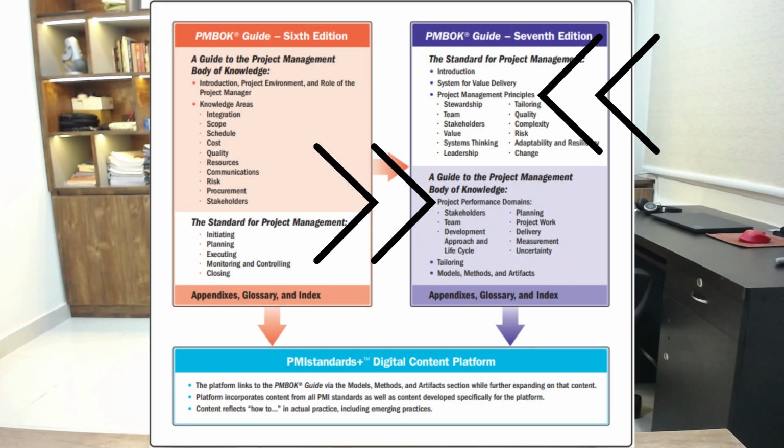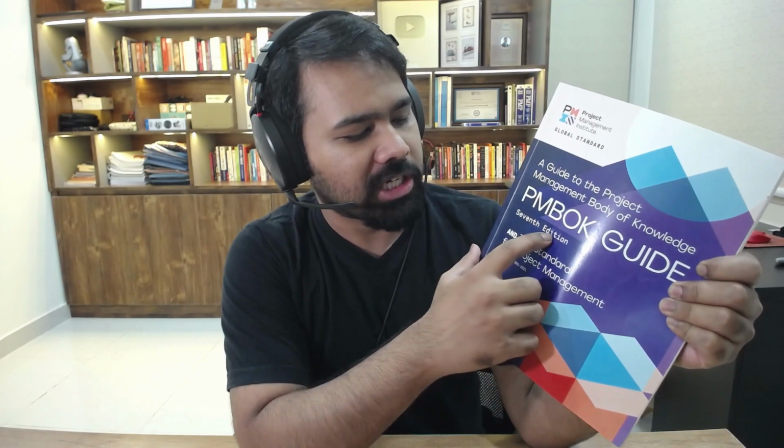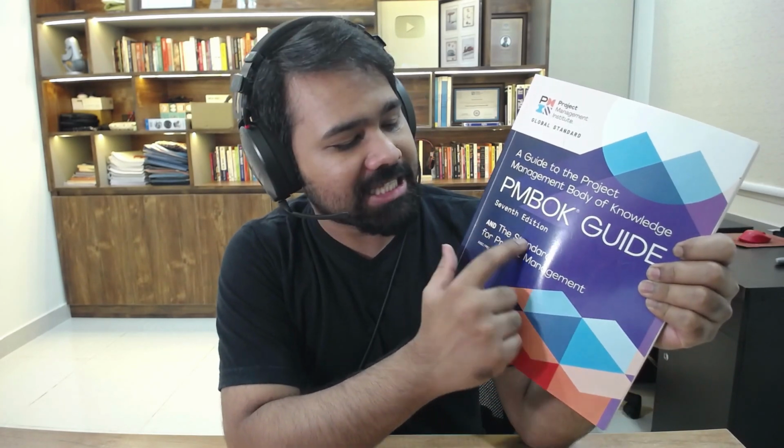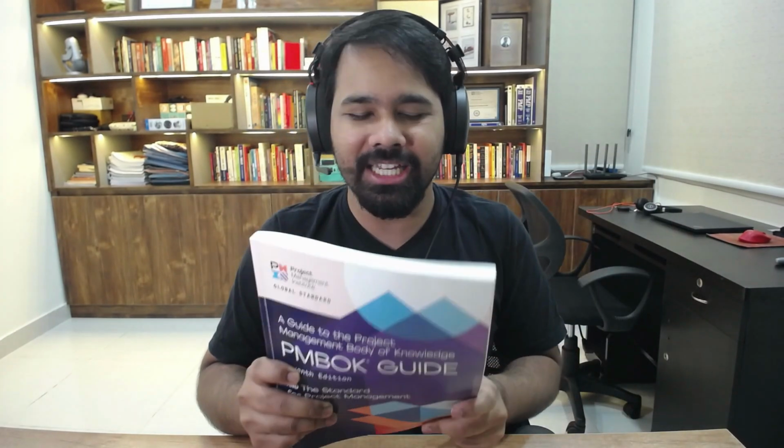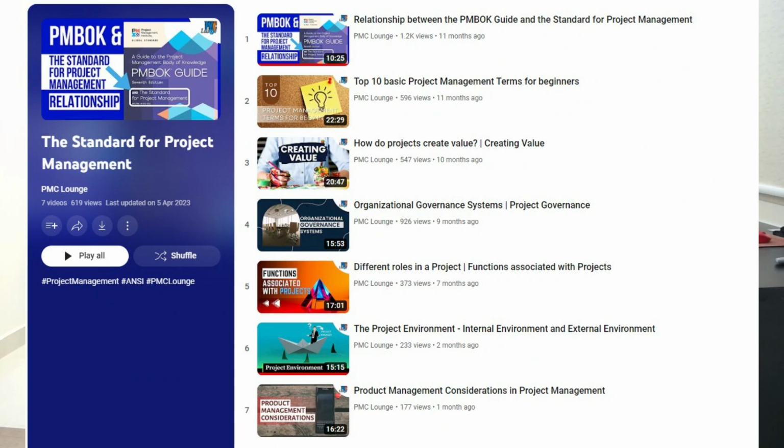Now, important to note, I've mentioned this earlier, I'll repeat it here, that the PMBOK Guide Edition 7 is essentially a combination of two sub-books. First is the guide, of course, the PMBOK Guide, 7th edition, and second is the standard for project management. So this document right here is made up of two books. We have made a lot of videos covering everything that there is to know about the standard for project management.